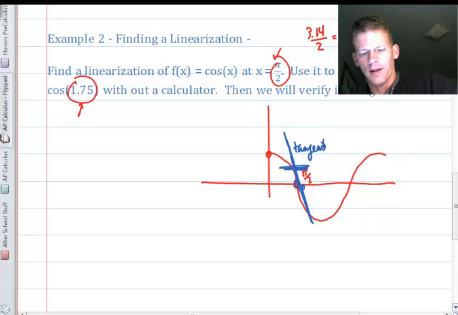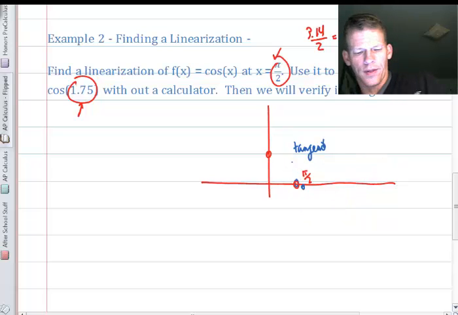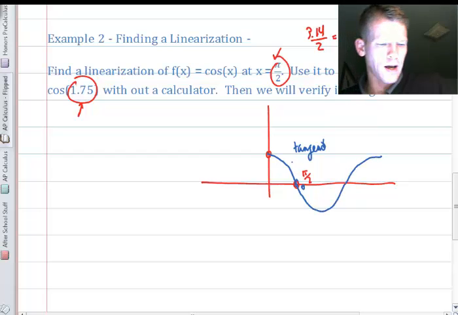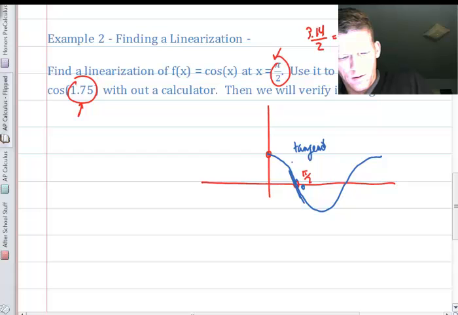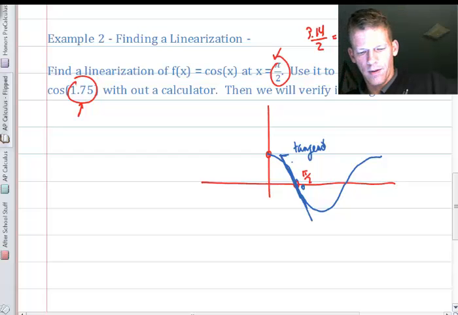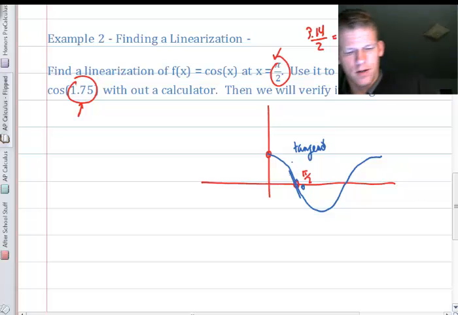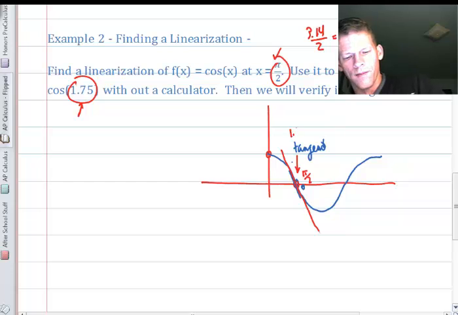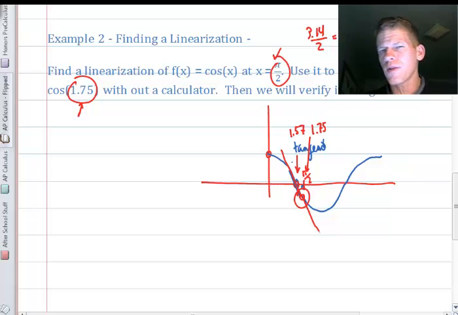At 1.75, let me try to clean this up a little bit. The picture's worth 1,000 words, and I don't want it to be. The blue line doesn't work either. Let me go with a red line to show the tangent line equation. Do you see how the tangent line and the cosine function kind of share the same space? So if pi over 2 is 1.57, and I'm going out to 1.75 radians to approximate it, do you see how they're almost the same value?